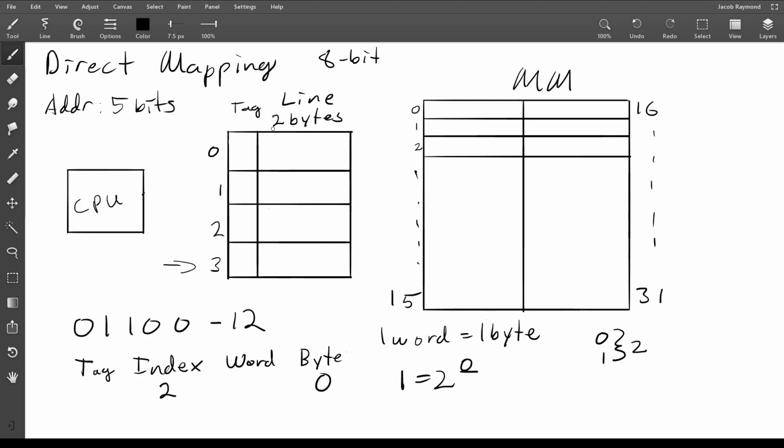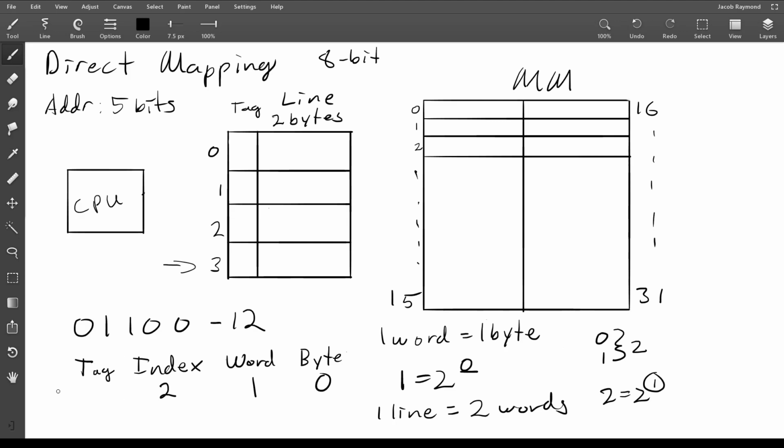The word portion deals with how many words there are per line. Well, a word is a byte here. So we actually have that one line is 2 words, right? Which is 2 bytes. And so how many bits do we need to address 2 things? Well, 2 is 2 to the 1, so we need 1 bit.